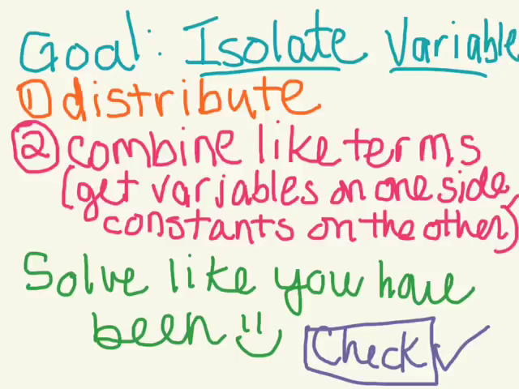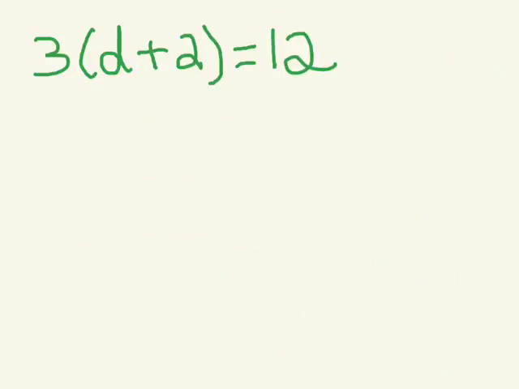Some of these will be inequalities and some will be equations, and you know that you solve them the exact same way. It's just that your answer means something slightly different. Okay, so here's the first one. This is 3 times the quantity d plus 2 equals 12. First we're going to distribute the 3. So 3 times d gives us 3d, plus 3 times 2 gives us 6, and that equals 12.